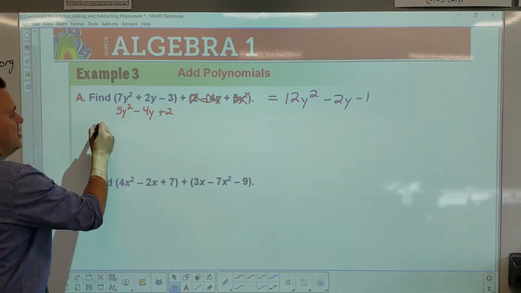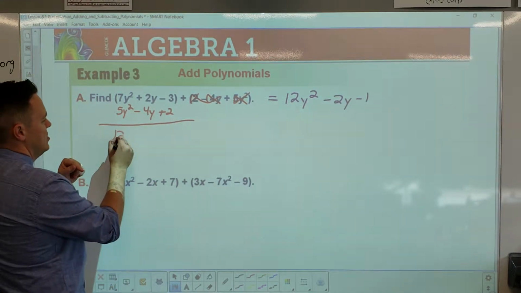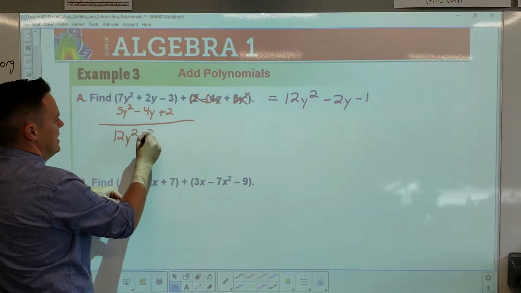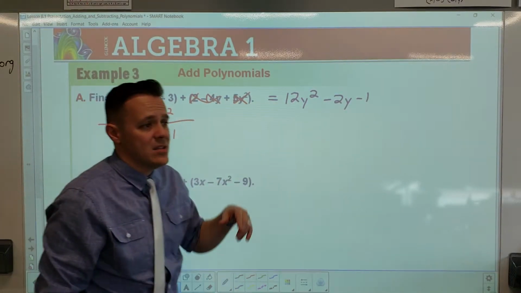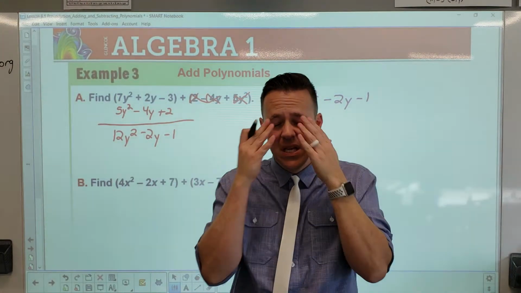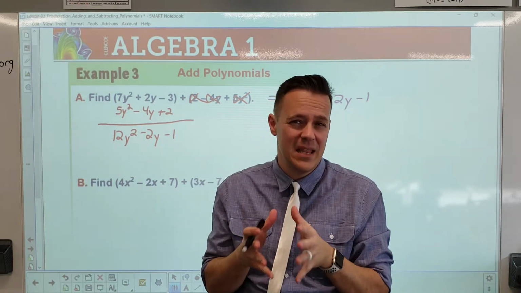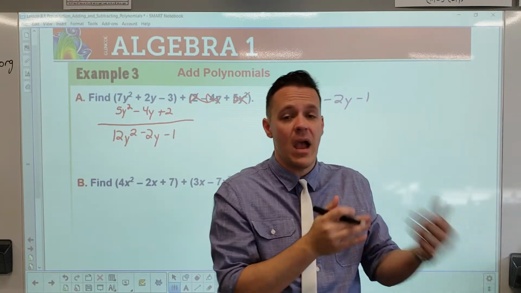Now I've lined them up. You can do vertical math at this point. 7 plus 5 is 12y squared. 2 minus 4 is negative 2y. And then this one you get minus 1. We get the same answer, but it makes it more appealing to your eyes. So I want to make sure you guys understand that aspect of it. What works for you doesn't work for everybody.